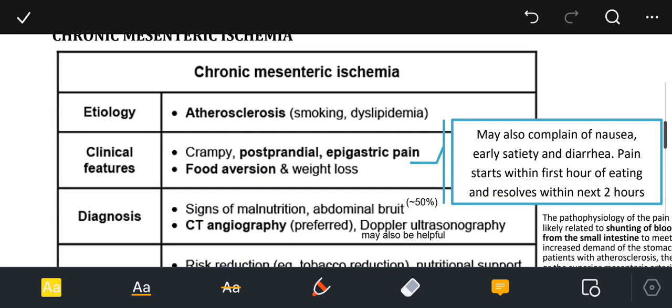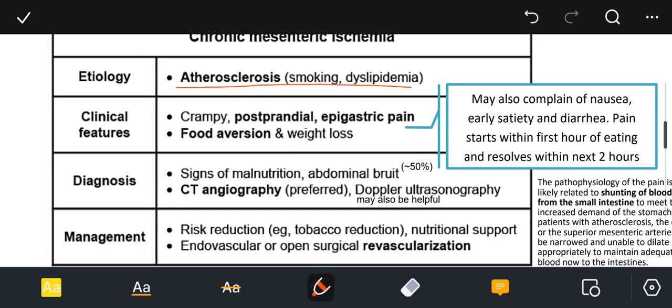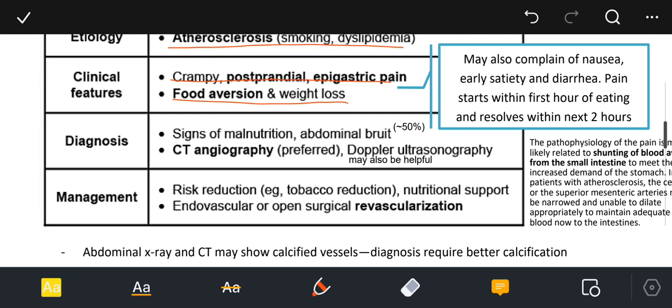The etiology of chronic mesenteric ischemia is atherosclerosis, smoking, and dyslipidemia. The clinical features include crampy postprandial epigastric pain, food aversion, and weight loss. Diagnosis is made by signs of malnutrition and abdominal bruit, which is seen in about 50% of the patients. CT angiography is preferred, but Doppler ultrasonography may also be helpful. Management: risk reduction, for example, tobacco reduction, nutritional support, endovascular or open surgical revascularization.